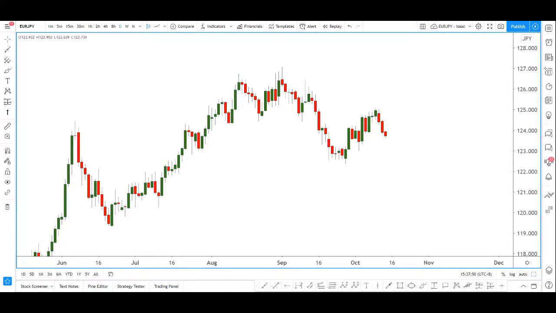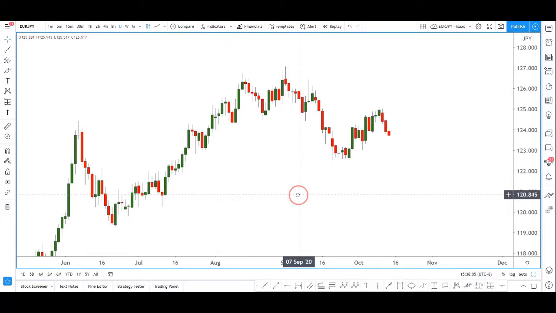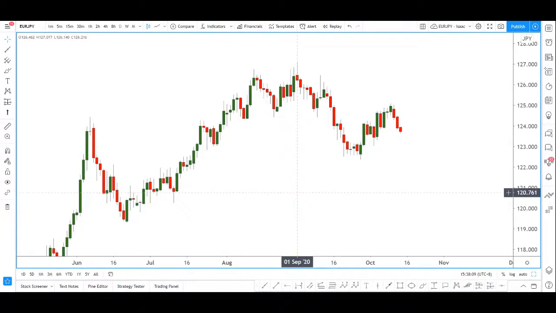Now why I chose this pair is simply because we know that the euro, the eurozone and Brexit, they're really in the last rounds of the Brexit talks now, and I really want to see how the euro will actually play out against the yen, a risk off currency. So with that, let's start off with the daily.